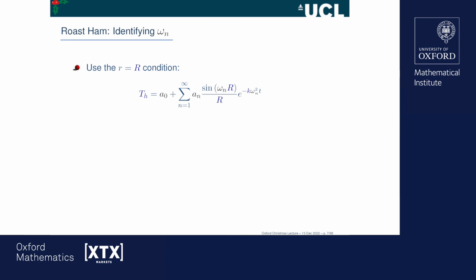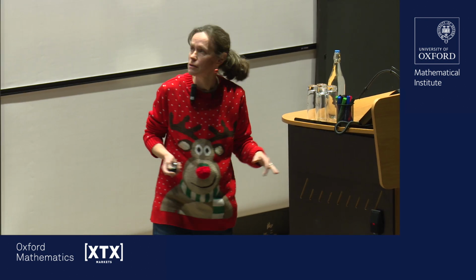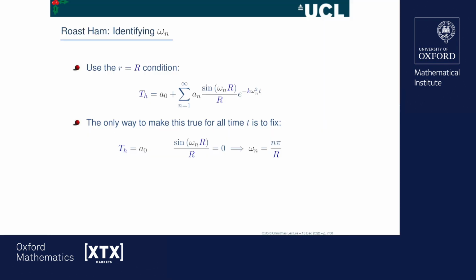Now, I could just set all the ANs equal to 0, but that's not going to leave me with much solution to play with. What I do instead is to fix the A0, as I said, but to get the omega ns to make the function 0 at the edge. And that tells me what my omega ns are. So each of my omegas is now n pi over r.